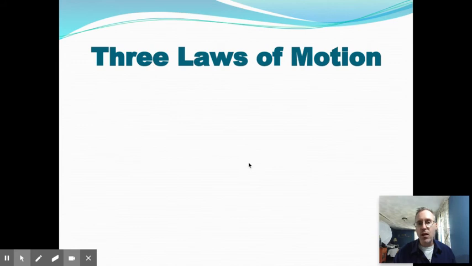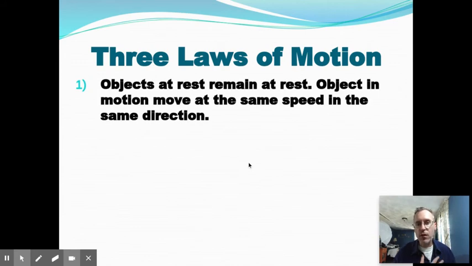All right. So here are the three laws. First law is called the law of inertia: an object at rest remains at rest. An object in motion moves at the same speed in the same direction, unless it's forced by a force to change what it's doing.